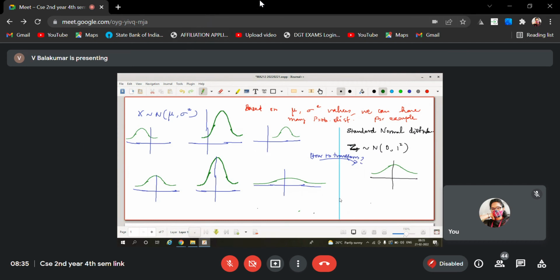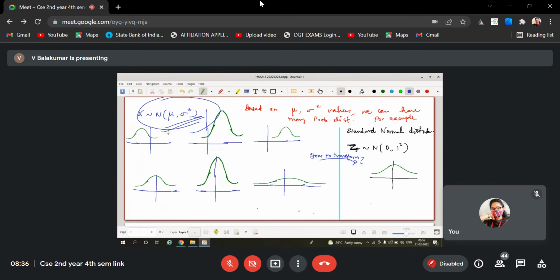Also, the mean will be varying. If you look at this, we have given that this random variable follows a normal distribution with mean mu and variance sigma square. We need to give only these two numbers. Based on that, we can get the picture.